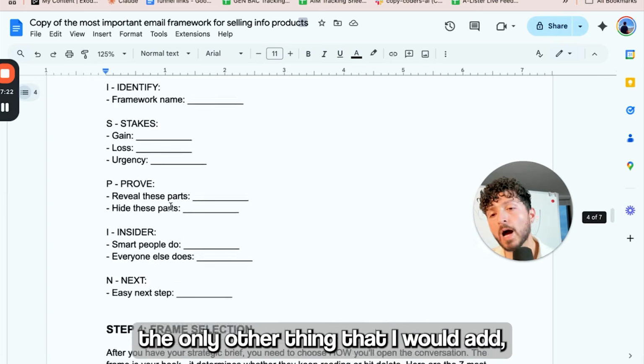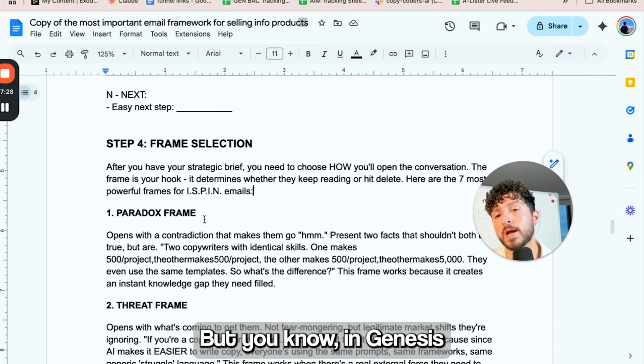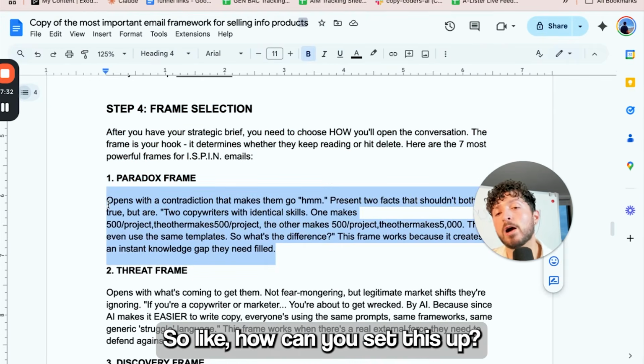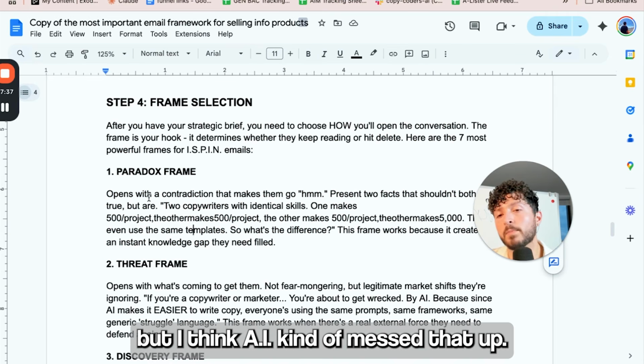Okay. Here's a quick process. The only other thing that I would add on here is your frame. We call these hooks, right? But in Genesis, we call them frames, but they're basically hooks. So like, how can you set this up? You can have a paradox. Sorry if this is hard to read, but I think AI kind of messed that up.